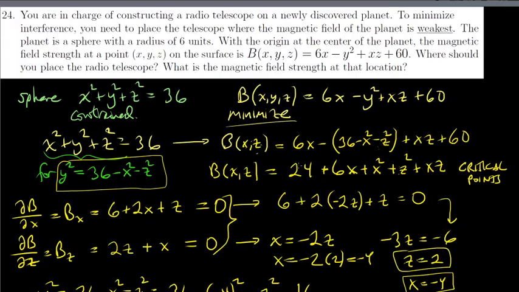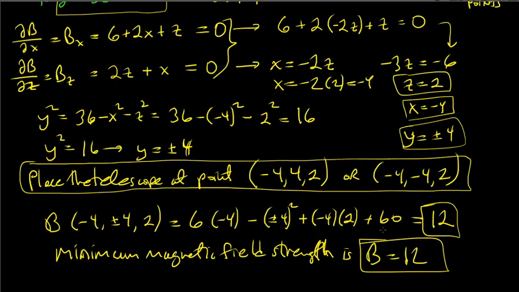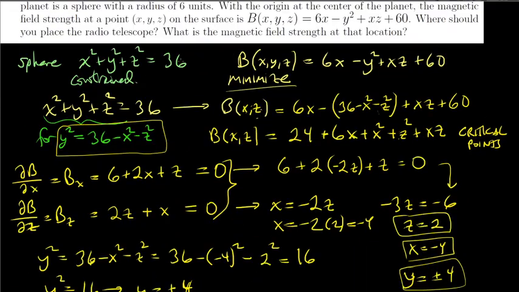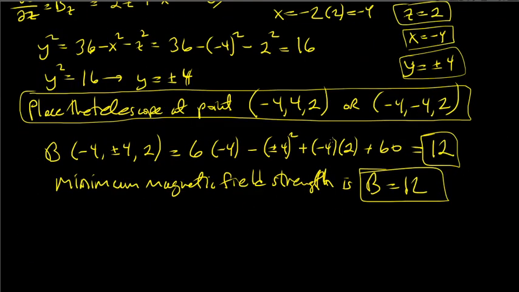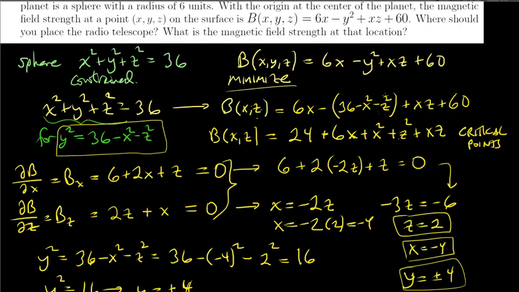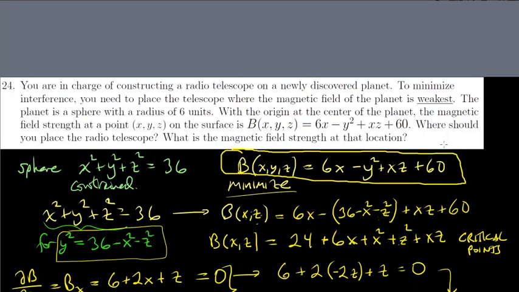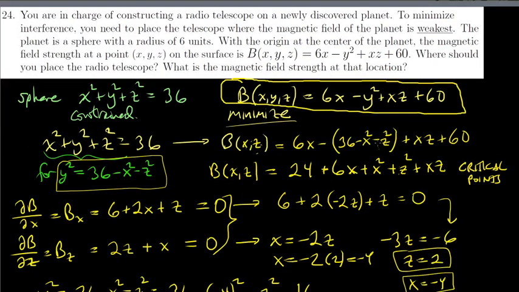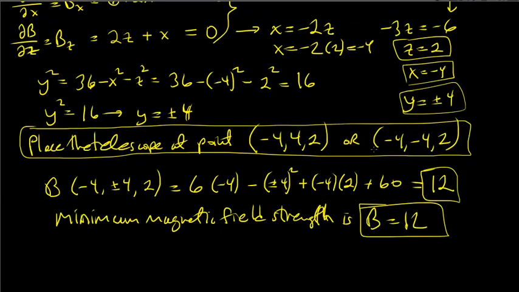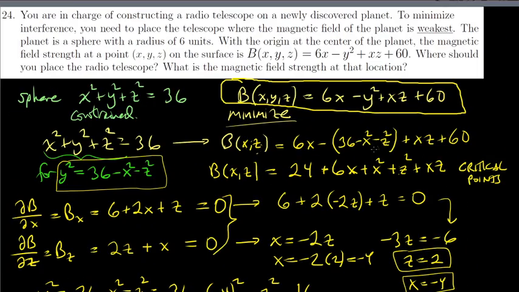So what is the magnetic field strength at that location? It's got to be 12. And you can check if you pick any other point on the sphere and plug into this function, you'll see it has to be bigger than 12. Anyways, yeah, so that should do it.